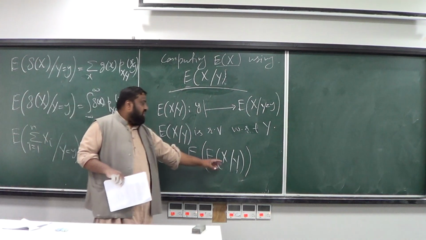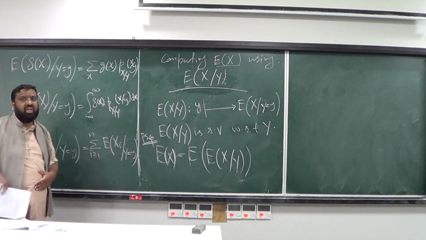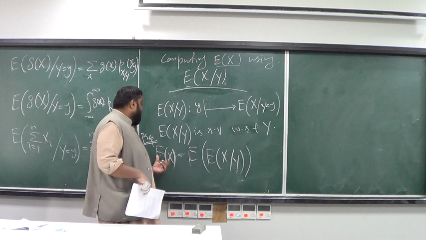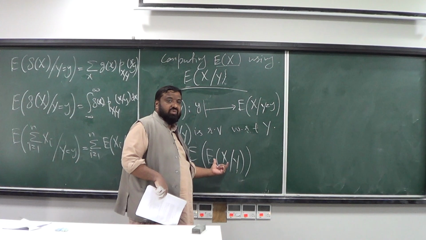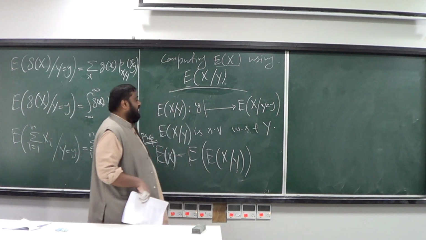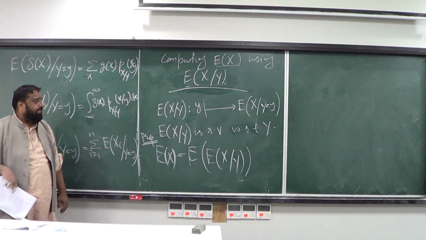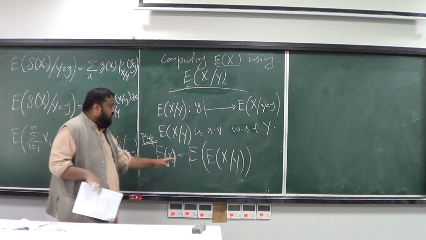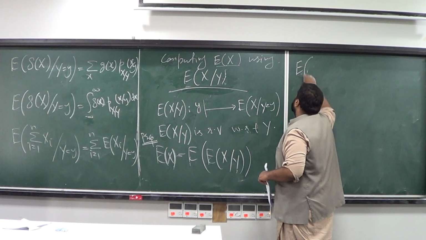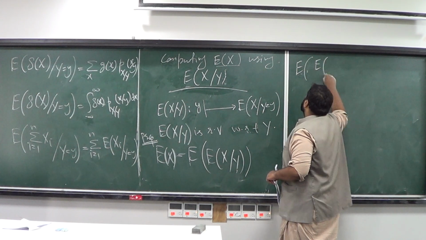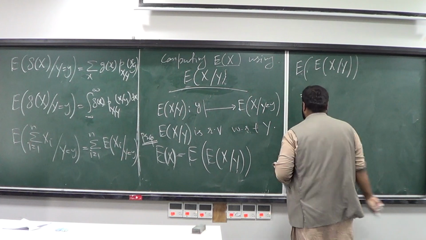So the average of the conditioned averages is equal to the average of X. This allows you to calculate the average through the conditional expectation, by computing the average of the conditional expectations. That's what I mean by computing the expectation of X by conditional expectation. Let's prove this result. Let's start with the conditional expectation of X given Y.